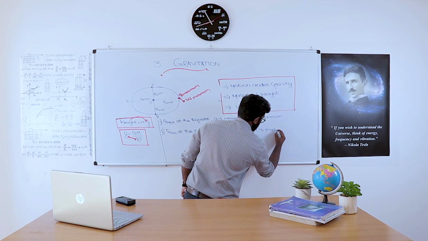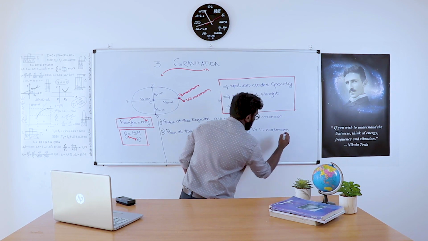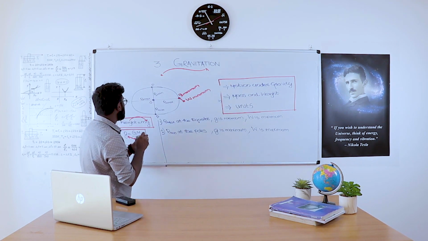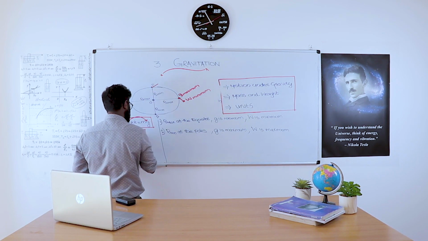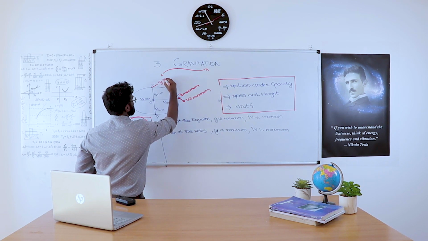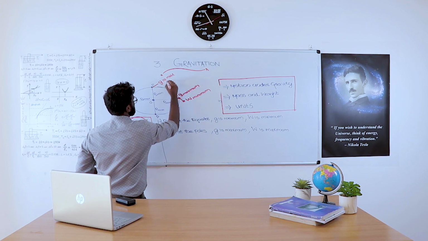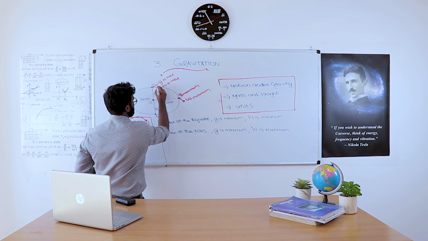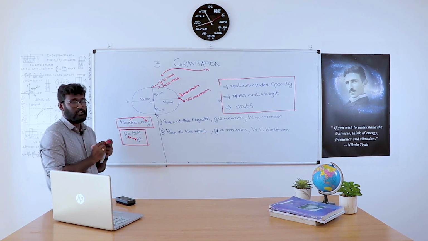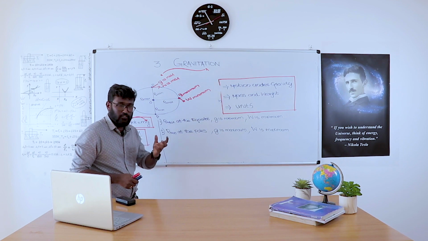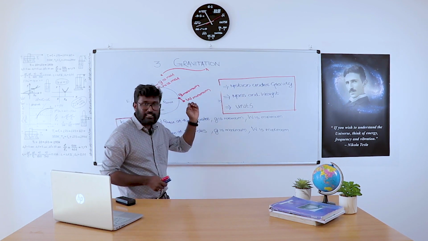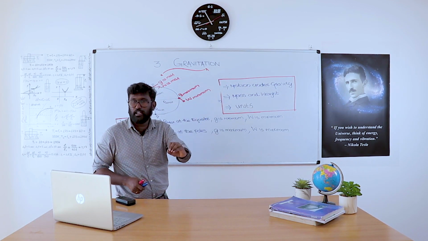So this is the condition. That's why we say that weight is varying. At the poles, R is minimum. Whenever R is minimum, g is maximum. Whenever g is maximum, weight is also maximum. Right? So weight is a varying quantity such that weight is maximum at the poles and minimum at the equator.